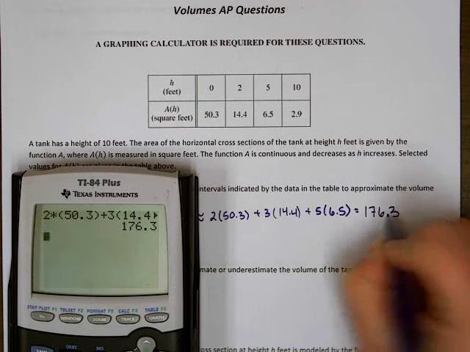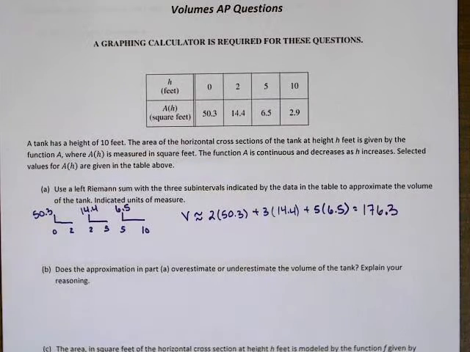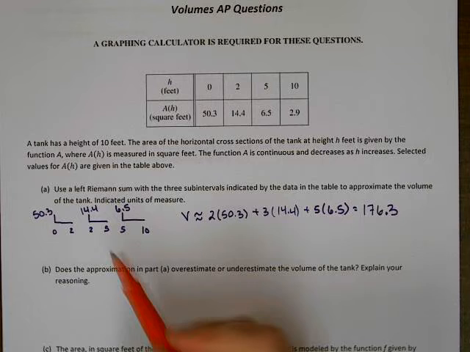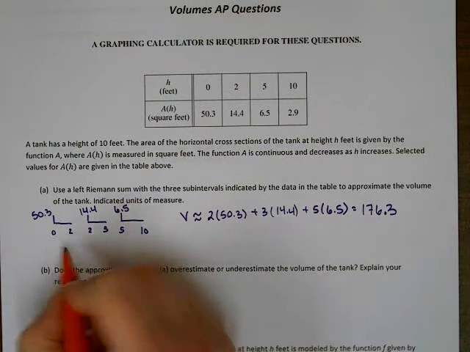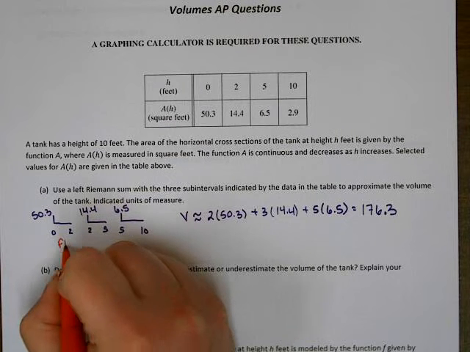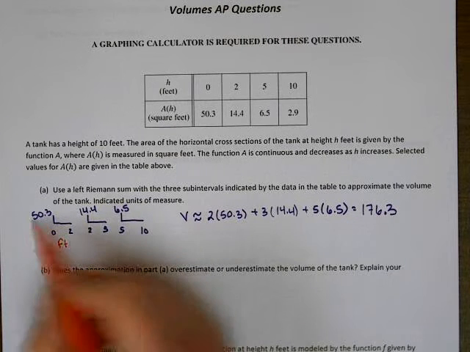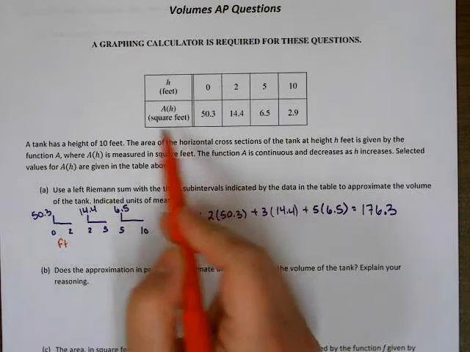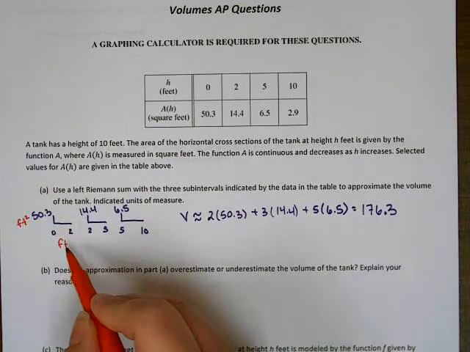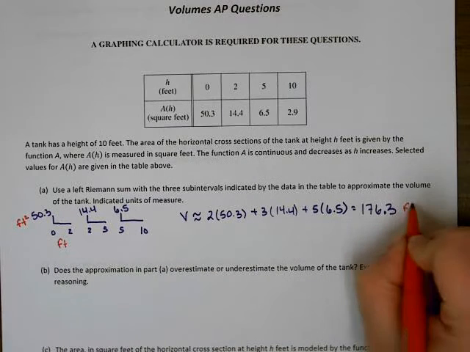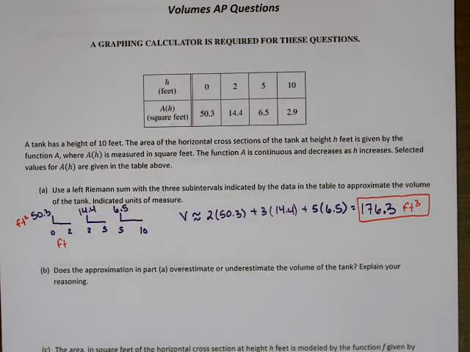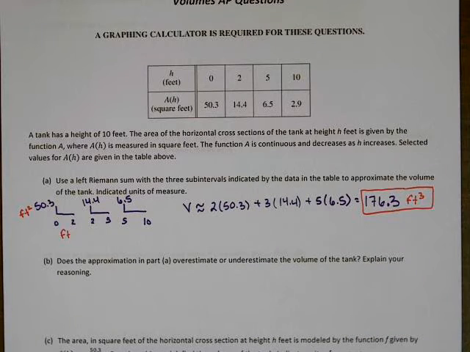176.3. So now we need to think about what the units are here. So keep in mind, we're finding an area of a rectangle, so it's base times height. We know that this distance here is the height, so that's measured in feet. And we know that all the heights of our rectangles were these areas, which are in feet squared. So when we multiply those, we end up getting feet cubed, which should make sense because we're finding a volume. But it's always good to check and make sure that the stuff you have makes sense.